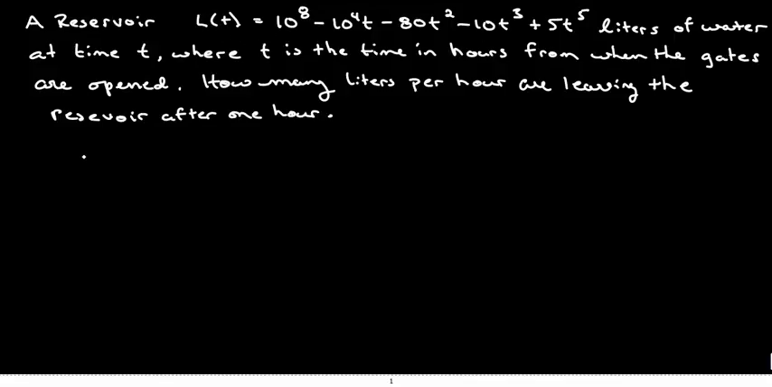So now what we want is how many liters per hour are leaving, or what is the rate of change of liters with respect to time when time is equal to 1. Or another way of saying that is, what is L prime at 1? So to do that, find L prime.